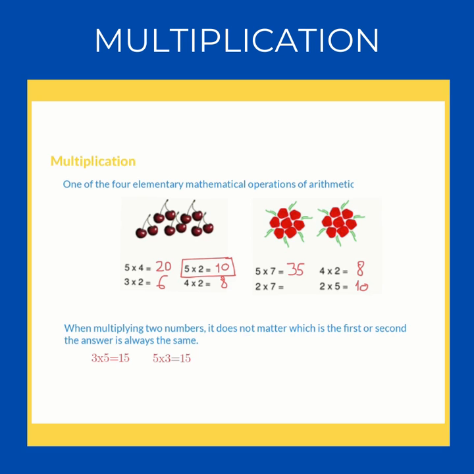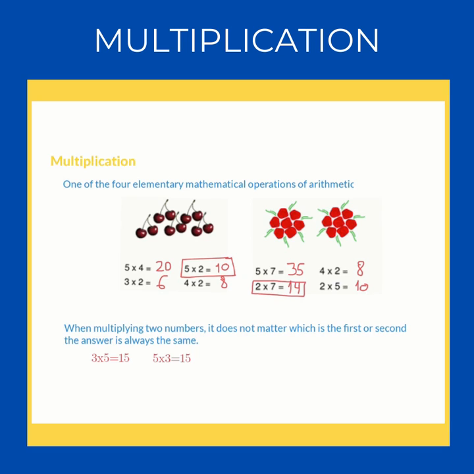So 5 plus 5 plus 5 plus 5 plus 5 plus 5 plus 5 is equal to 35. Now, the second one is 2 times 7, which is equivalent to adding 2 seven times. So 2 plus 2 plus 2 plus 2 plus 2 plus 2 plus 2 is equal to 14. The third one is 4 times 2, which is equivalent to adding 4 two times. So it's 8, 4 plus 4. And finally, 2 times 5 is equivalent to adding 2 five times. So I have 2 plus 2 plus 2 plus 2 plus 2, which is 10.